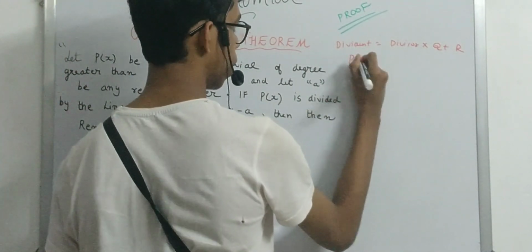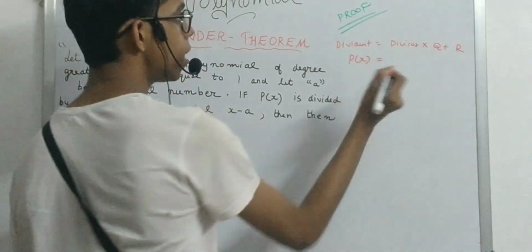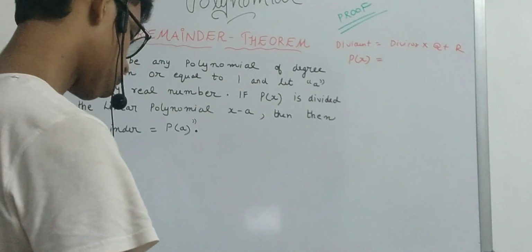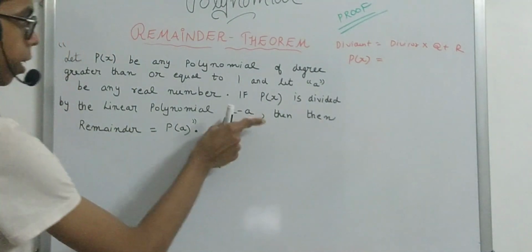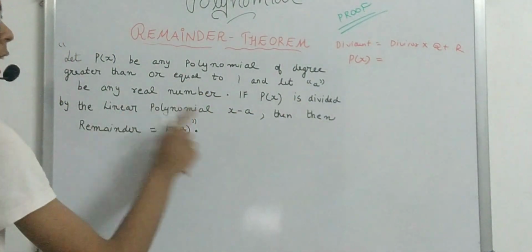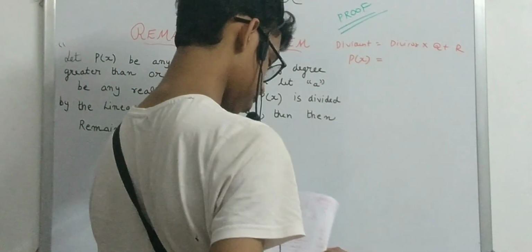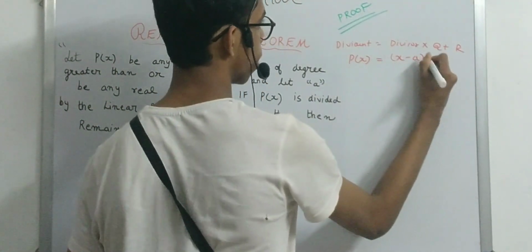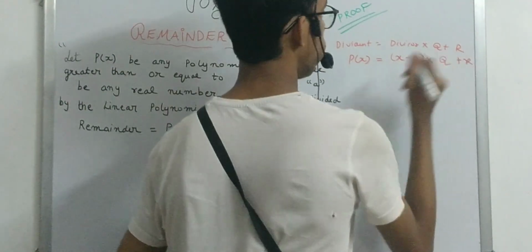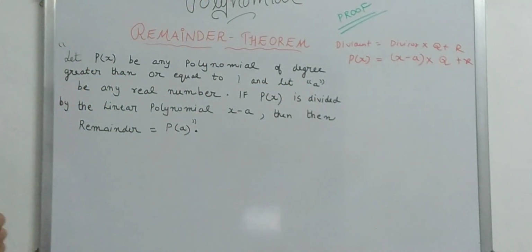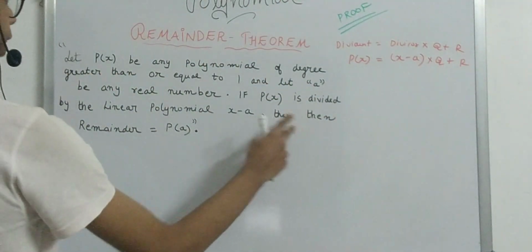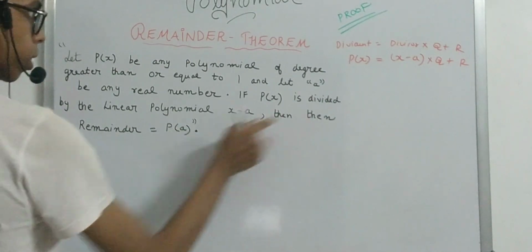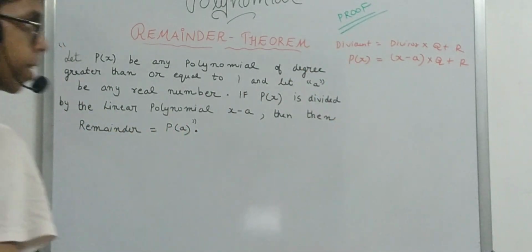So I am writing p of x over here is equal to... what was your divisor? The divisor, we are dividing it by the linear polynomial x minus a. So I am taking the divisor as x minus a over here, into quotient. Okay, so we took it like this. According to the remainder theorem, when we substitute this x with this a, we will be getting the remainder.